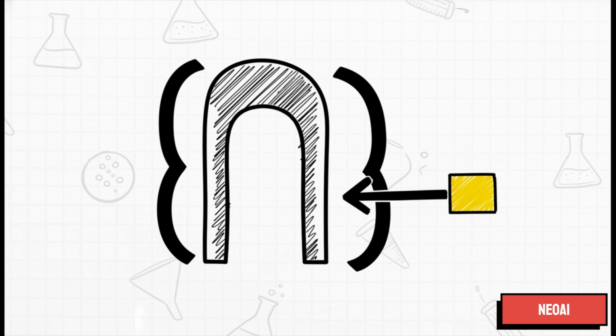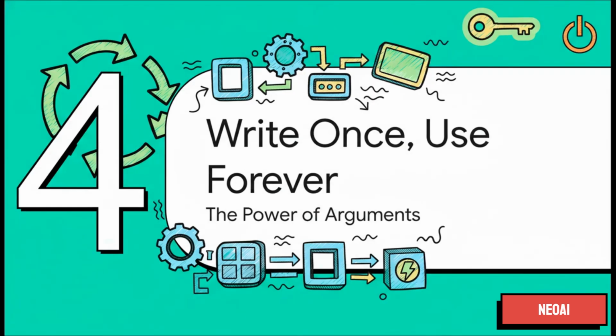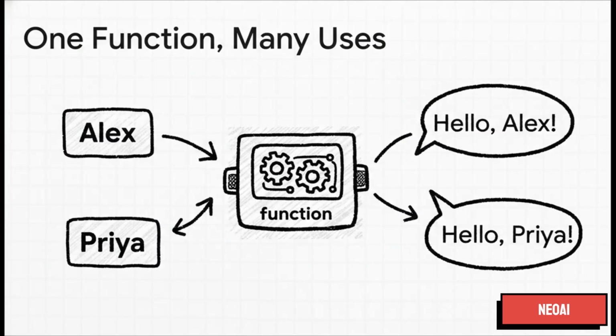It's our special ingredient. Now this tiny little addition, adding an argument, this is what unlocks the true power of functions. It's the key to making your code reusable, super efficient, and honestly incredibly powerful. Just look at this in action. We call the exact same function, say_hello, but we give it a different ingredient each time. First, we pass in Alex, then we pass in Priya. The function's logic never changes, but the output, it's perfectly customized for each person.